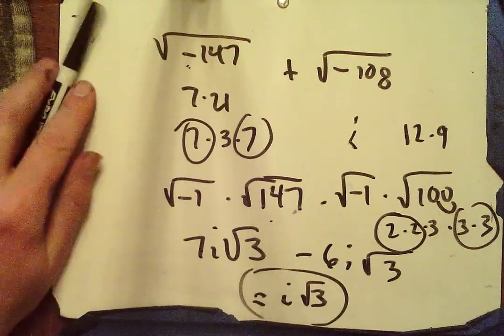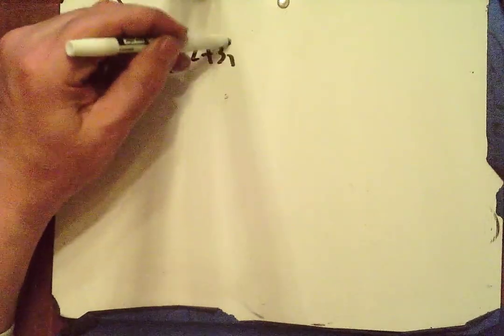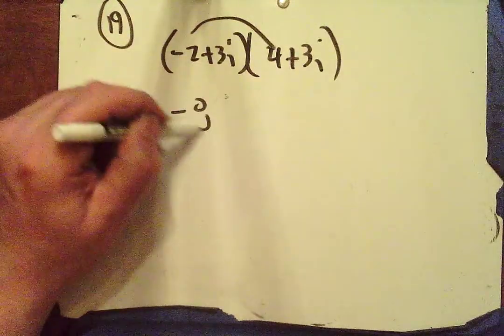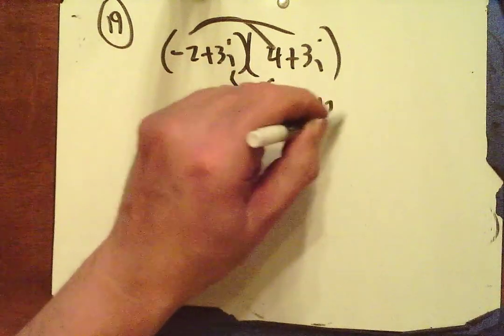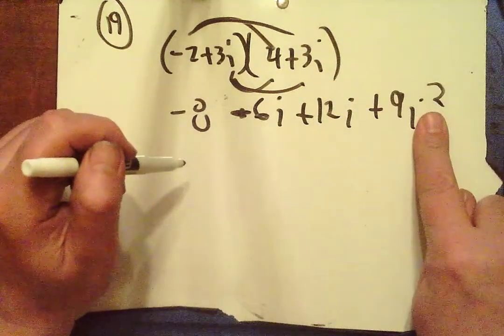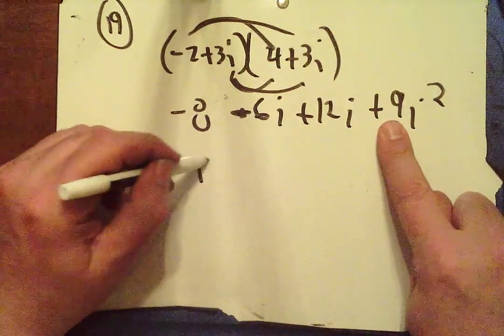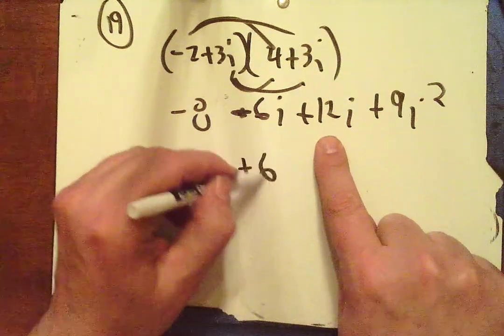All right. Problem 19. Ooh, we're multiplying complex numbers now. Let's take a look at multiplying for problem number 19. We've got negative 2 plus 3i, we've got 4 plus 3i, and I FOIL: negative 8, minus 6i plus 12i plus 9i squared. Remember, i squared is negative 1. Negative 1 times 9 is negative 9. There's a negative 8, so I got me a negative 17. And here, minus 6i plus 12i is 6i.